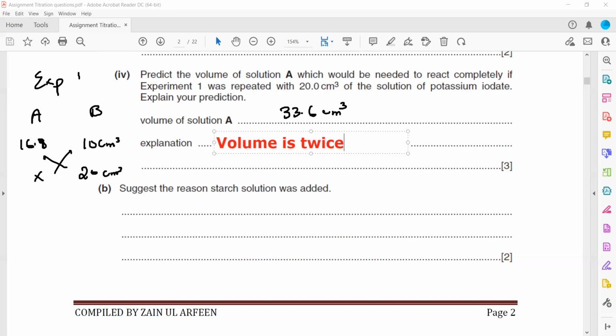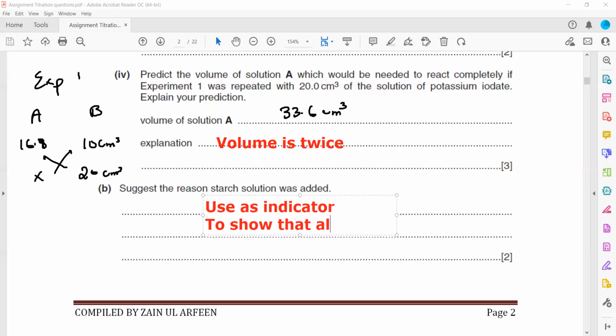Suggest a reason why the starch was added. So what is the purpose of the starch? Starch is used as an indicator to show that all the iodine is used up. So whenever a chemical reaction involves iodine formation, or conversion of iodide ion to iodine molecule or the opposite, we use starch as an indicator, because the starch gives a blue-black color in the presence of iodine.